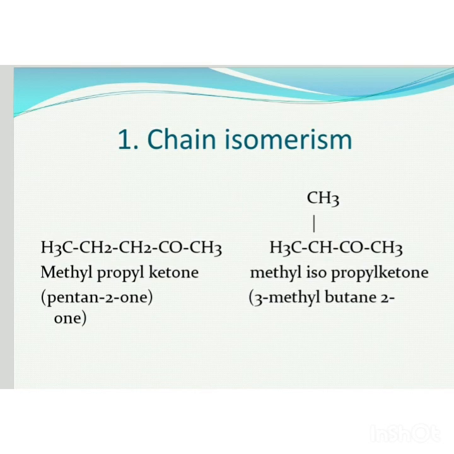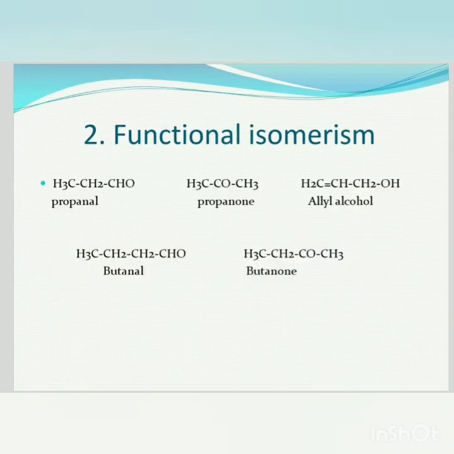The second type of isomerism is functional group isomerism. Like aldehydes, ketones also exhibit the same type of functional isomerism. Examples are propanal, propanone, and allyl alcohol. We already discussed the definition of functional isomerism: the compounds having the same molecular formula but differing in their functional group, and the isomers are called functional group isomers.